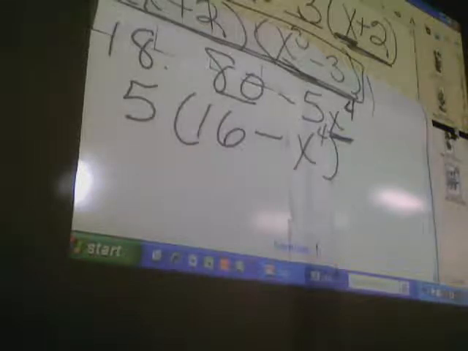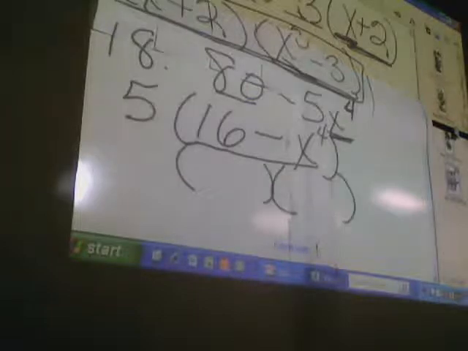No greatest common factor. What is this? A difference of squares, right? So we're going to, 16 is 4 times 4. X to the 4th is x squared. Okay, don't forget our 5. What about our signs? A plus and a minus. Signs. Okay. How about, can we factor any more?